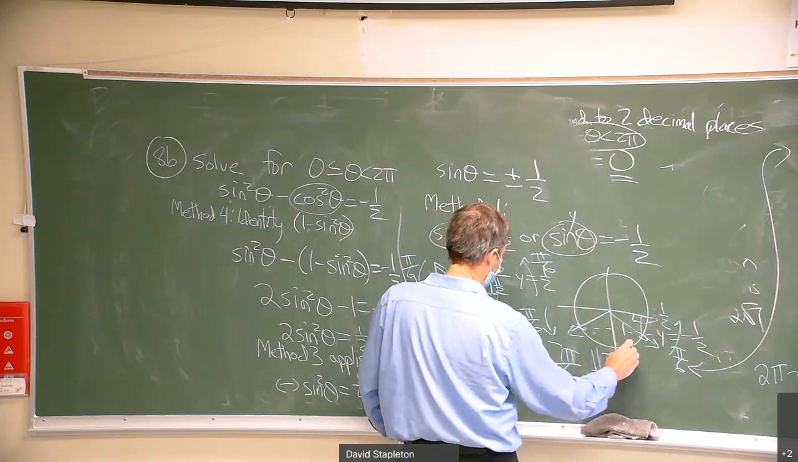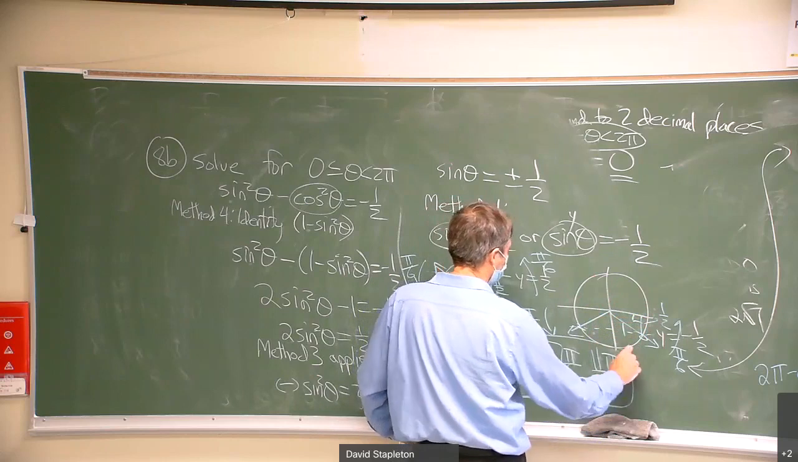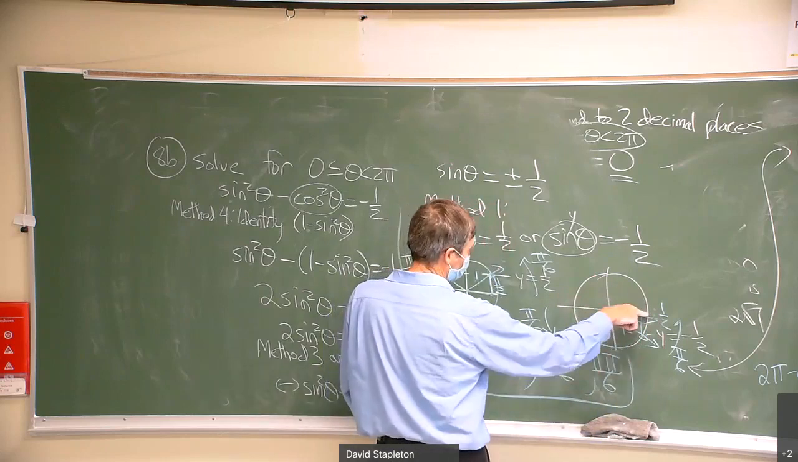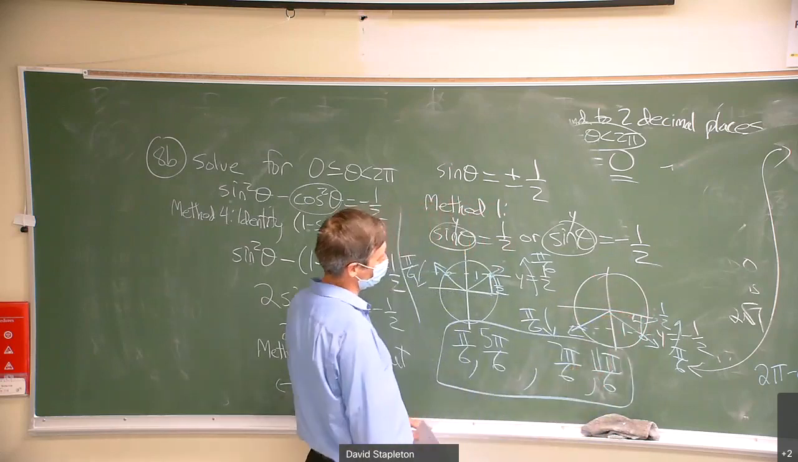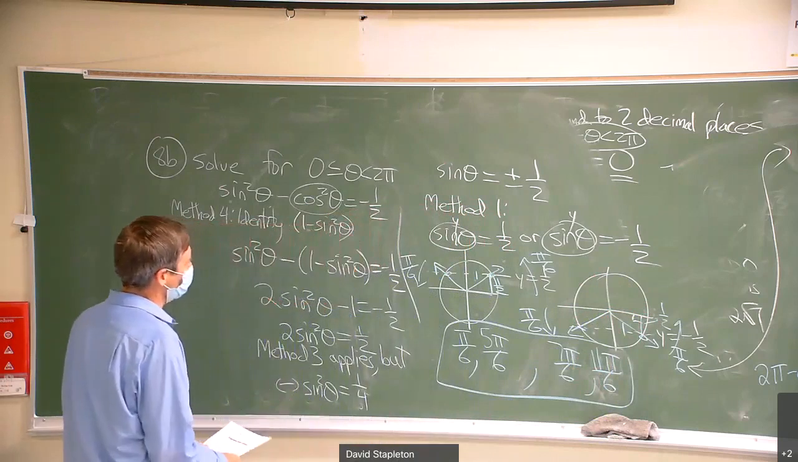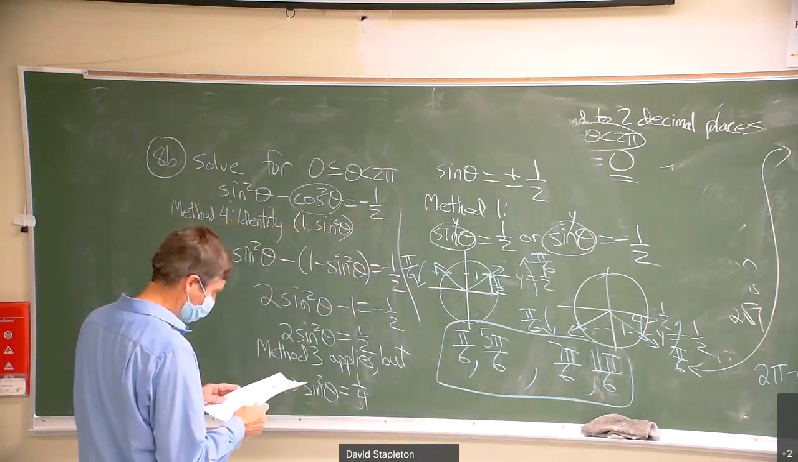I know I left out a lot of subtractions, but I'm short on time. This, 2 pi minus pi over 6 comes out. There's 4 answers to that one. Okay?